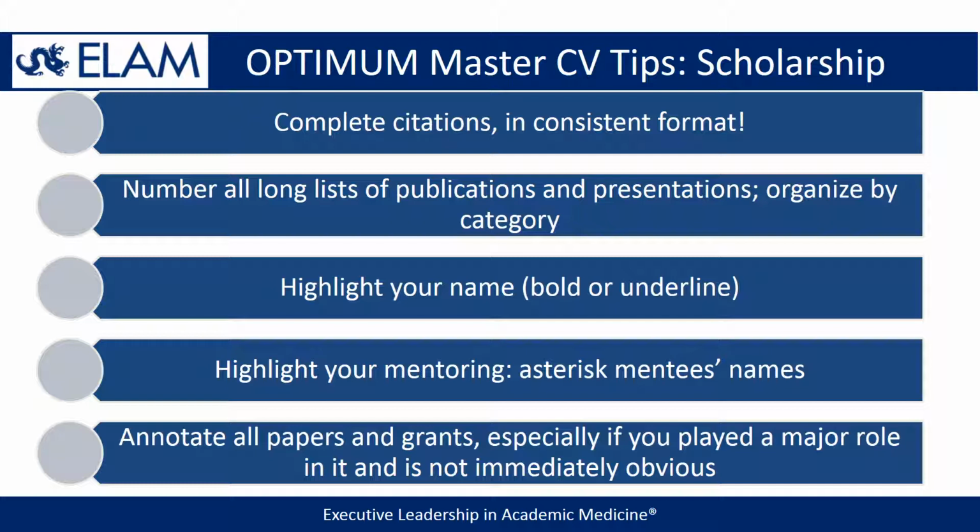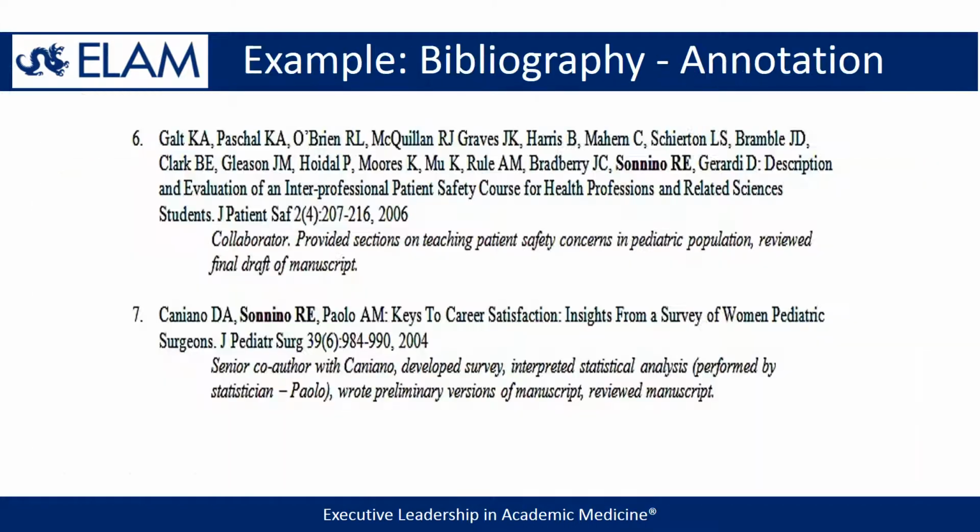How to format the presentation section depends on the number. For larger lists, I would usually put geography, for example international, as the major headers with the types of presentation under each. With smaller numbers, it may be better to categorize them by type and then note the geography and location in parentheses. Here are some examples from my own CV to show annotation of what my role was when I was not the first or senior author.